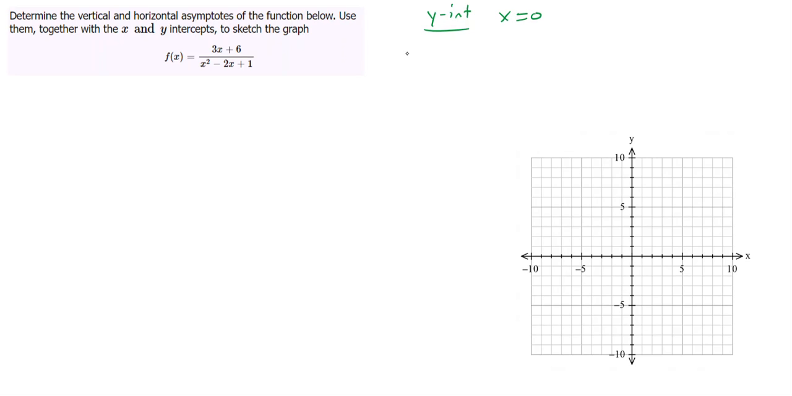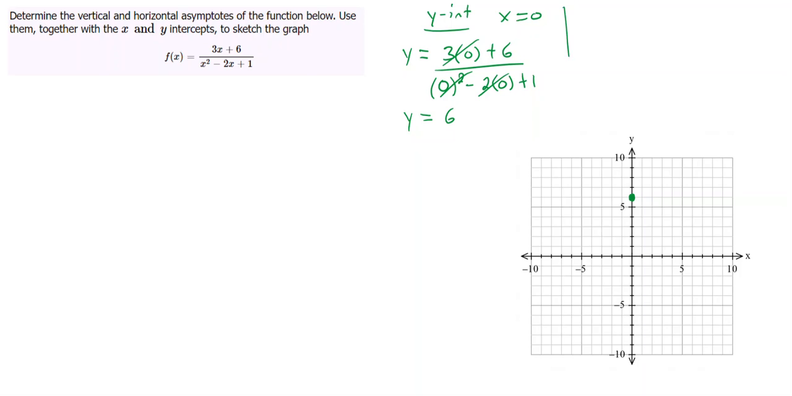So we'll say y is equal to 3 times 0 plus 6 over 0 squared minus 2 times 0 plus 1. You can see all these zeros canceling, and what we're left with is 6 over 1. So this is just y is equal to 6. Okay, so I'll draw that in now. So there you go, we have a y-intercept there.